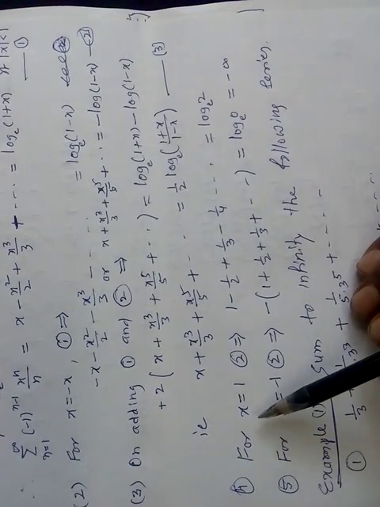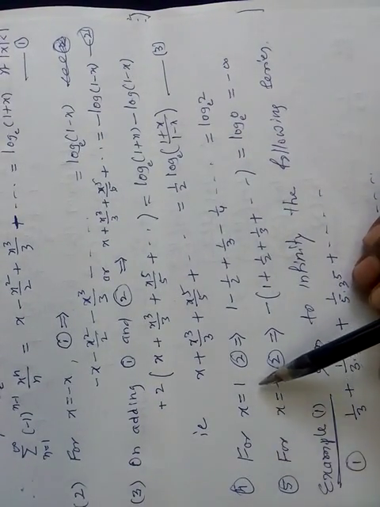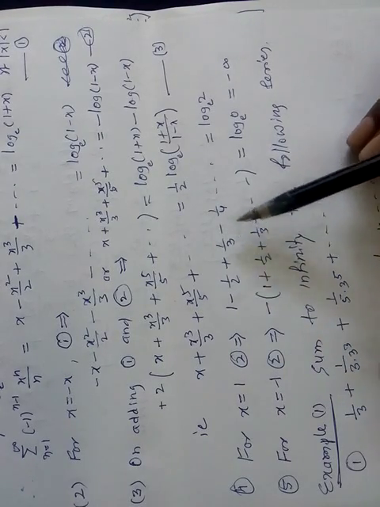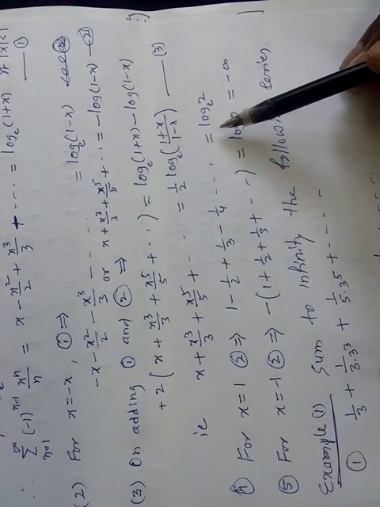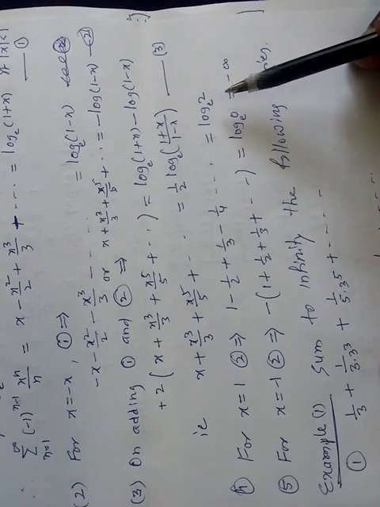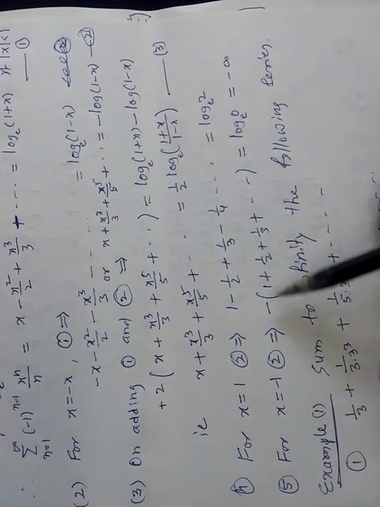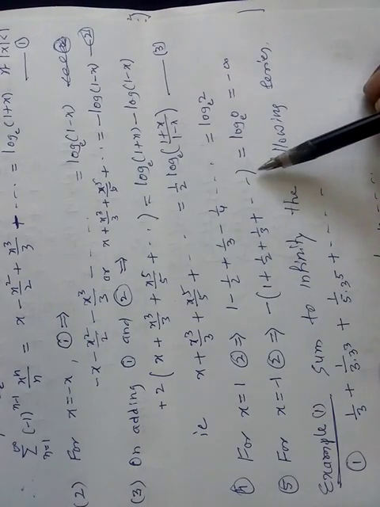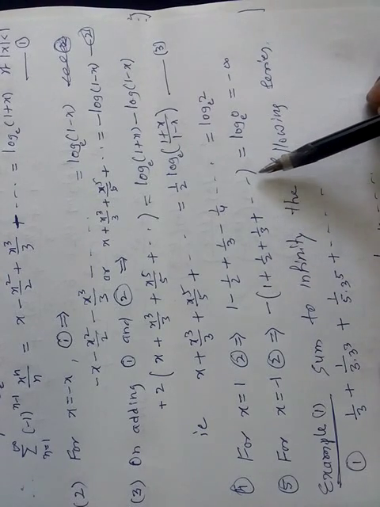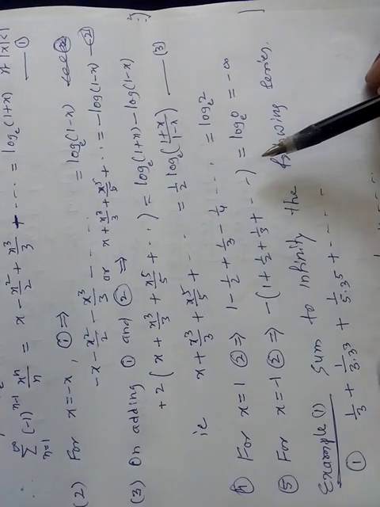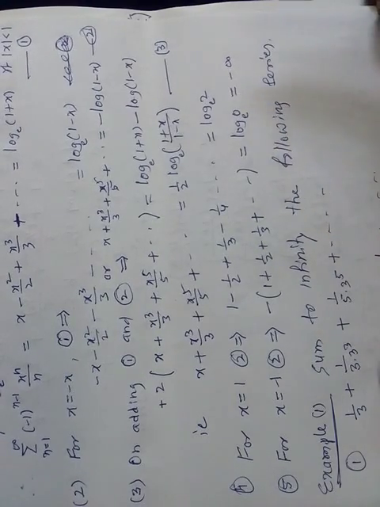Now taking x value 1, you will get particular case 1 minus 1 by 2 plus 1 by 3 minus 1 by 4 and so on, and that is equal to log 2 base e. For replacing x value minus 1, you will get this series. You know, it is a divergent series, that's why its sum is minus infinity.